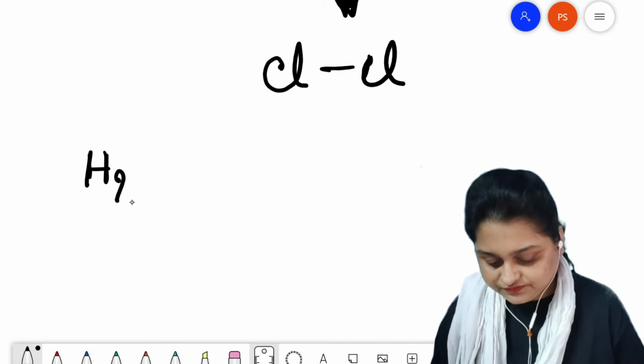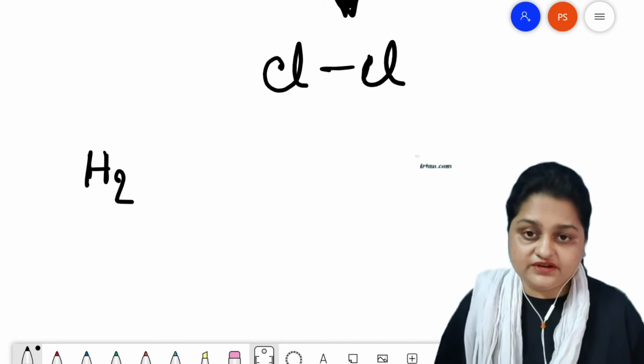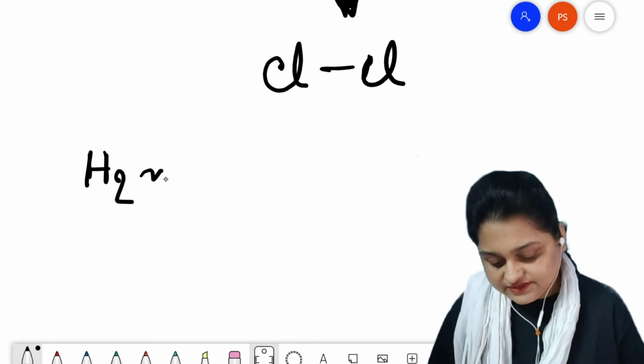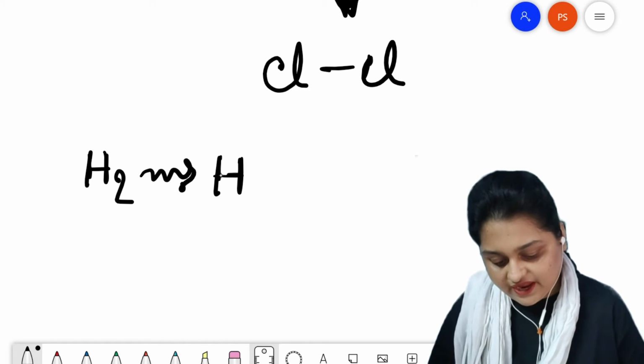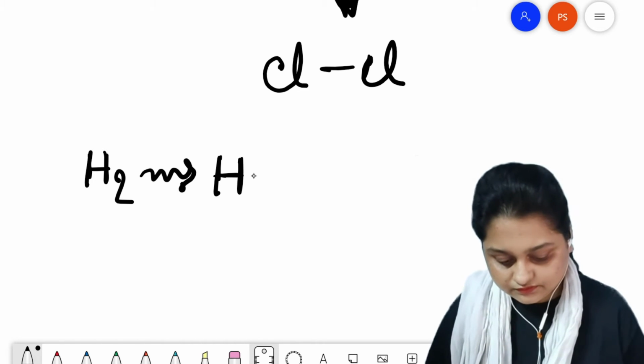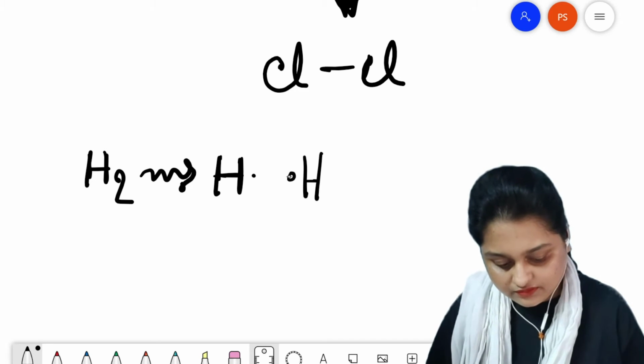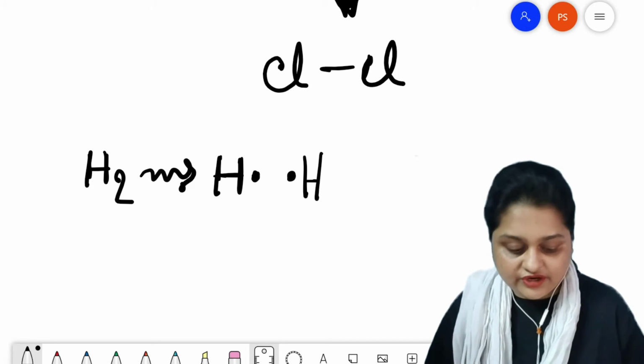Hydrogen gas. Hydrogen is a diatomic molecule. It comprises 2 hydrogen atoms, each having 1 electron in its valence shell.